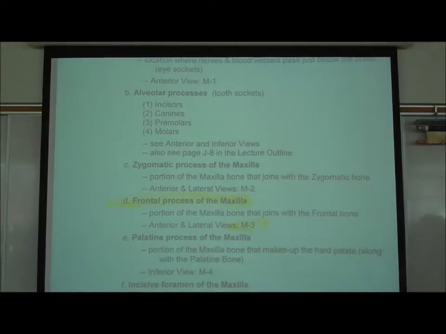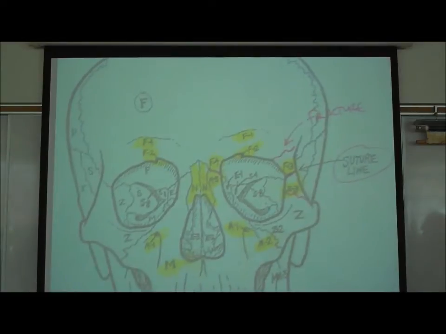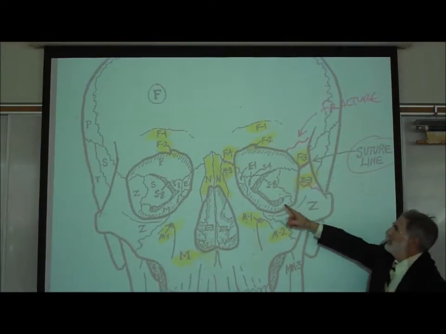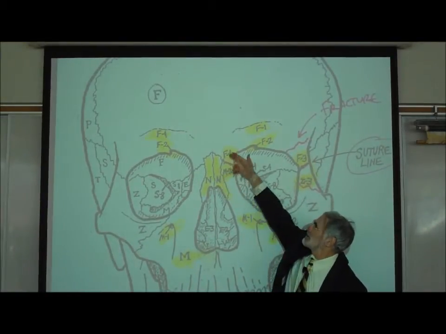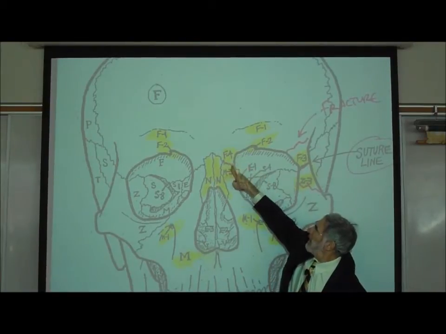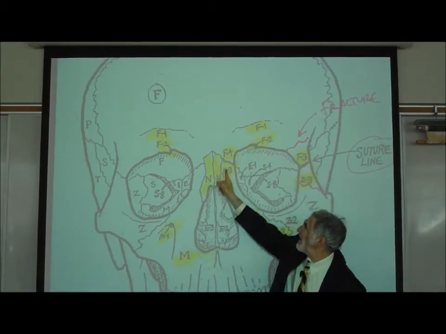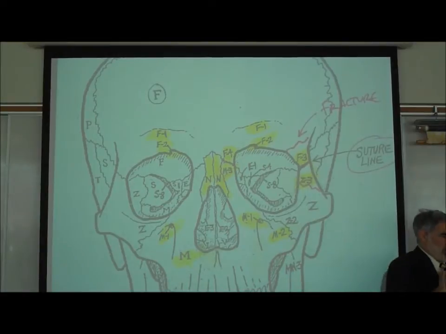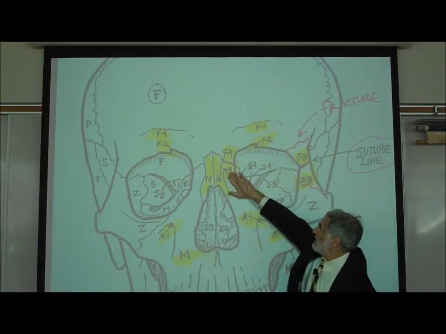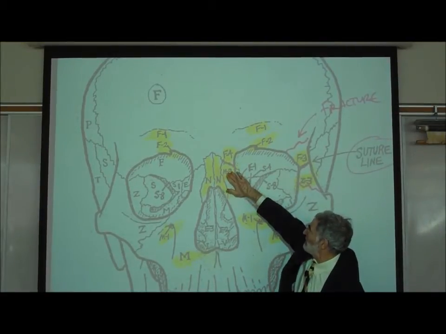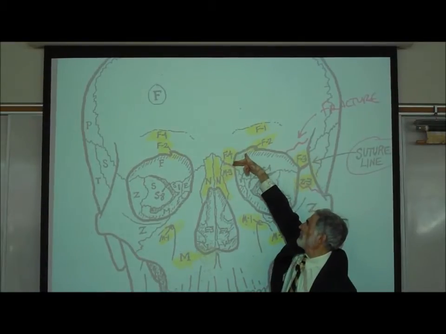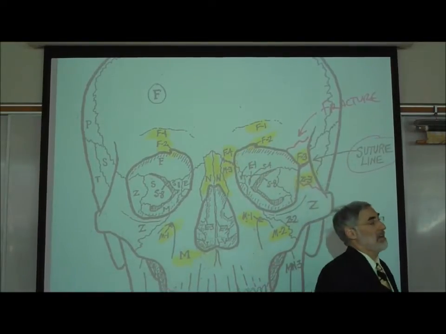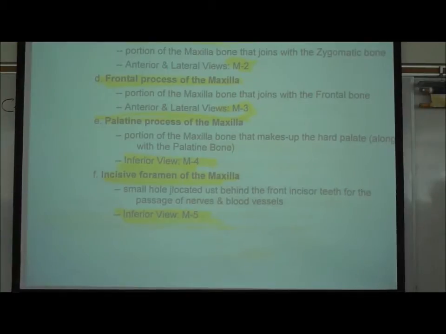The frontal process of the maxilla is labeled M3. We spoke of it earlier. Here's where the maxilla attaches to the frontal bone, right here on the medial side of the eye socket. So this would be the frontal process of the maxilla, and right above the suture line is the maxillary process of the frontal bone. All right, and then the next term, palatine process of the maxilla.